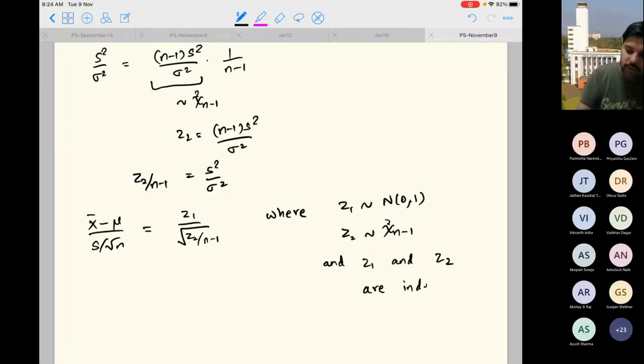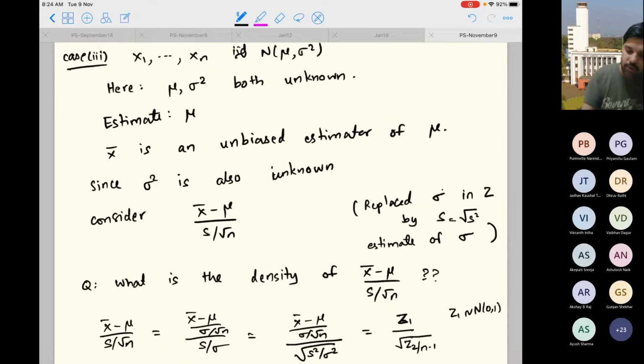This is important. Three conditions. Why are Z1 and Z2 independent? Because you have S squared in the denominator and X bar in the numerator, and X bar and S squared are independent of each other. That's the fact that we stated yesterday, though we have not proved it. So the numerator random variable Z1 is independent of the denominator random variable Z2.